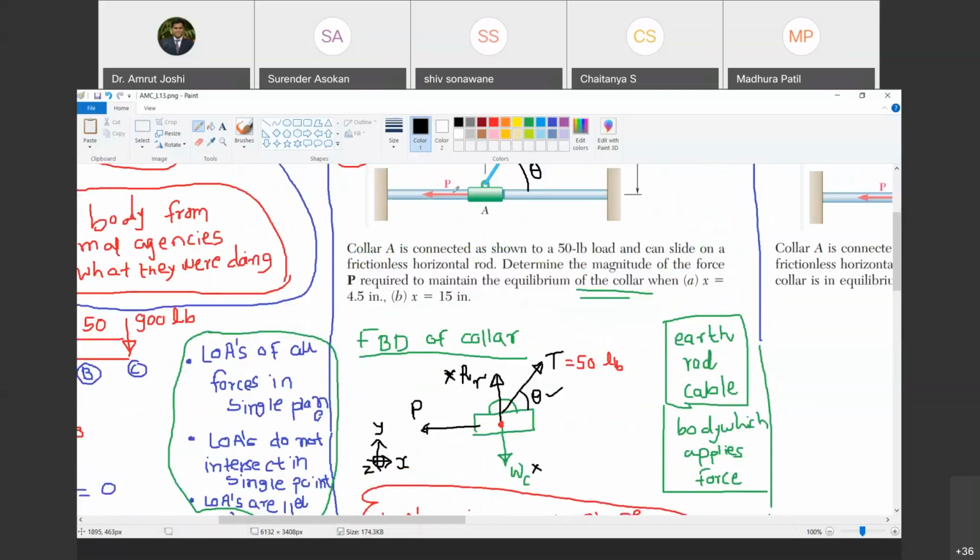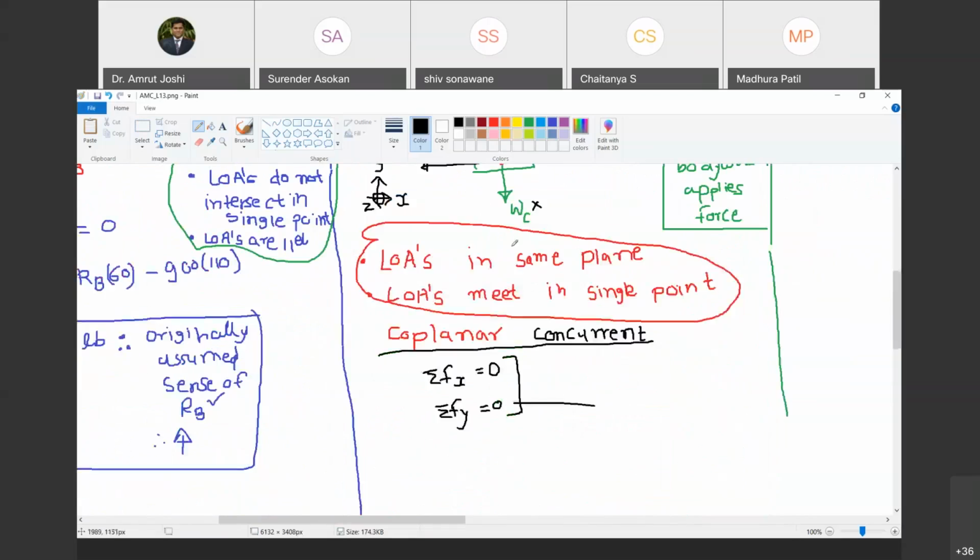अगर सिर्फ P फाइंड आउट करना है तो summation Fy equal to 0 ये यूज करना पड़ेगा ही नहीं, इक्वेशन. Do you agree with me? Yes, sir. So not required. This equation is really not required. So we are not going to use this equation and we are going to use summation Fx.